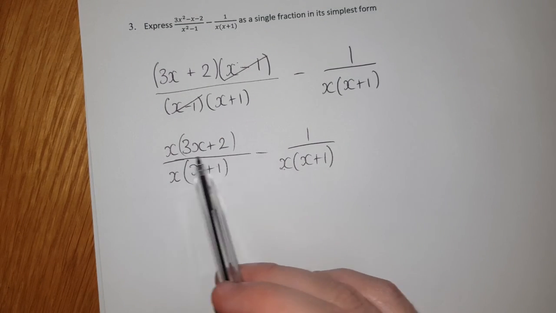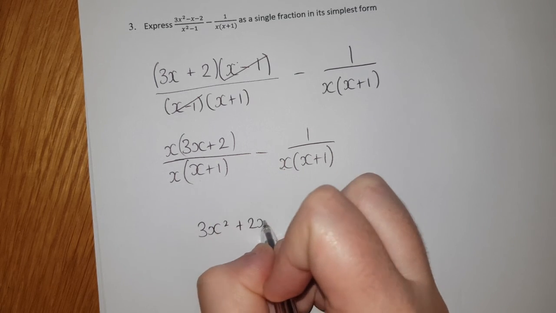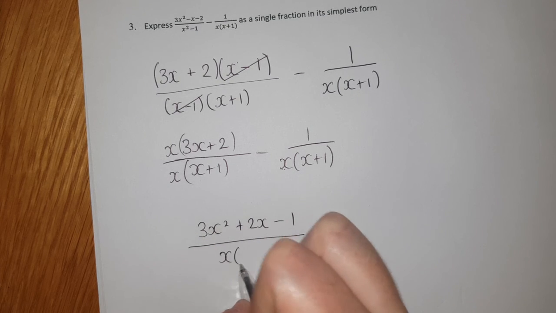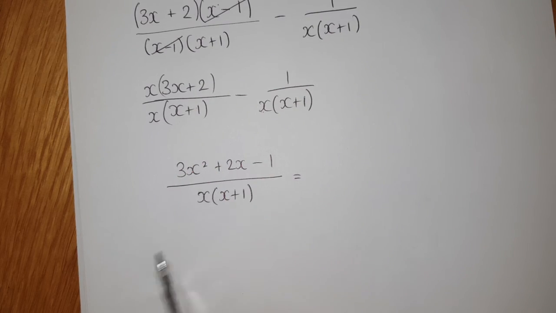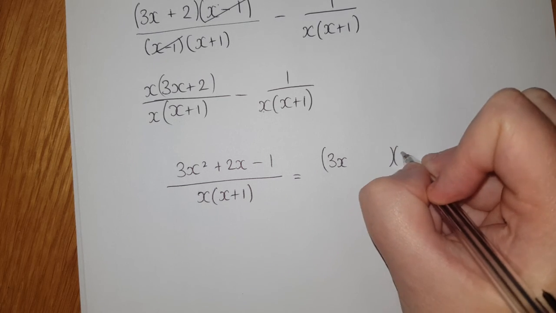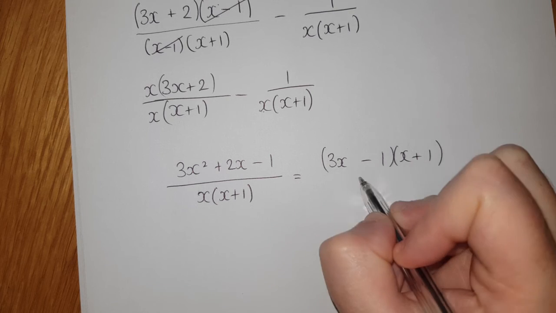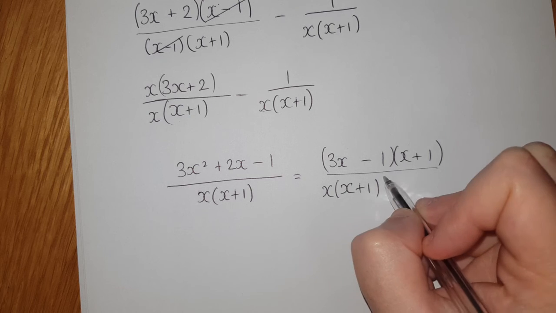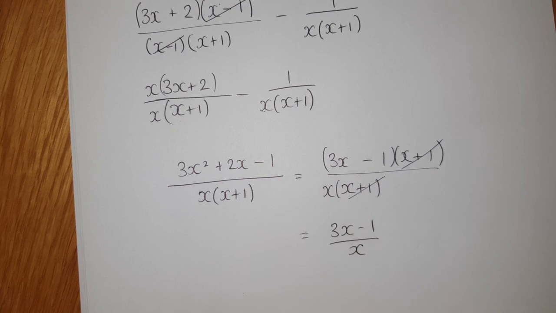Then I've got the same denominator, so I can expand out the numerator. I get 3x squared plus 2x minus 1 over, and then x lots of x plus 1. And you always want to check that you can factorise the top, because we want to make it as simple as possible. So I've got 3x and x. That means I need a positive 3 and a minus 1. And then you've got x plus 1 times x, in which case x plus 1's cancel. We end up with 3x minus 1 over x.